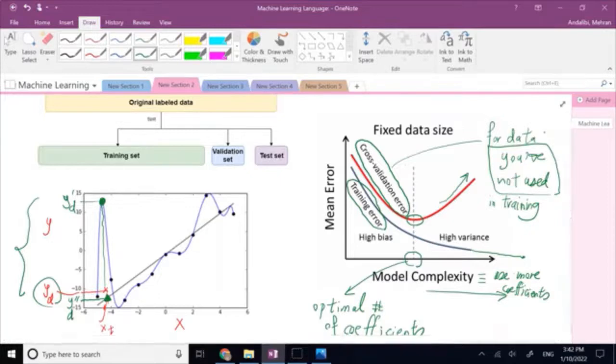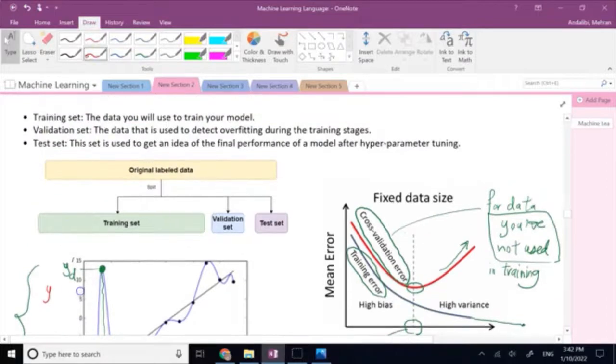Learning is when you come up with a model that you can apply to any data, whether you have seen it or not. That's real learning. So we always need to generate this generalization curve and find the optimal number of coefficients, or the optimum amount of complexity.